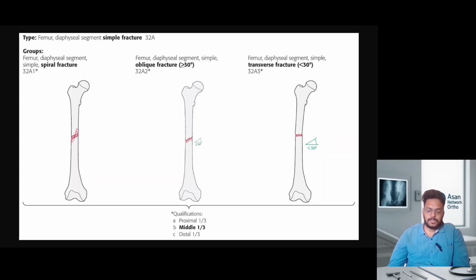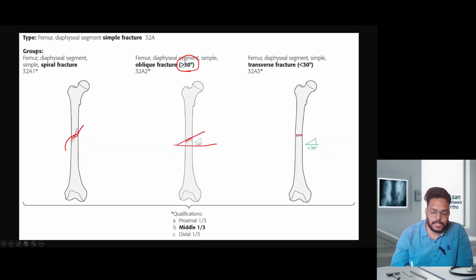So coming to the images. So coming to 3-2A1, where it's a simple spiral fracture. See, it's a simple spiral fracture. If the fracture line is making more than 30 degrees with the horizontal, then it's an oblique. If it is making less than 30 degrees with the horizontal, it is a transverse fracture.